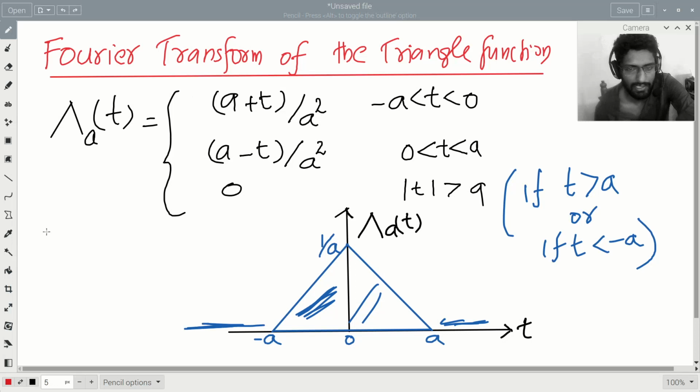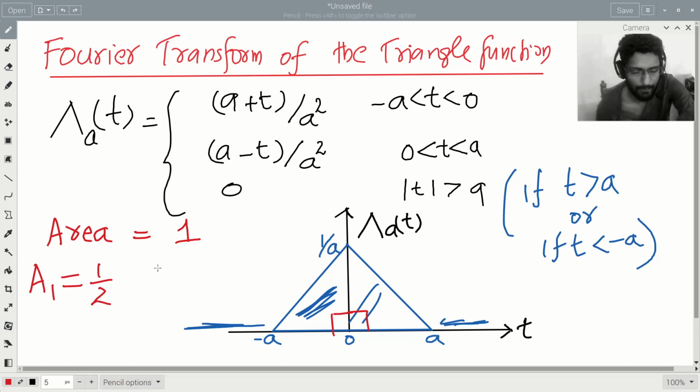So how can you find the area? See, the area of this triangle function is also 1. That is another property of this triangle. We will prove that. It's a very easy thing to prove. Now we can see we have two triangles, two right angle triangles. Then the area of the first triangle, we will call it A1, is equal to half times the base, the length of the base is a, times the height. The height is equal to 1 by a. So this we will get as 1 by 2.